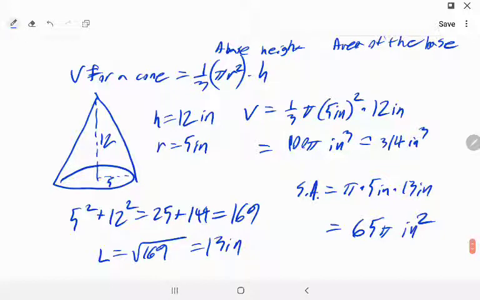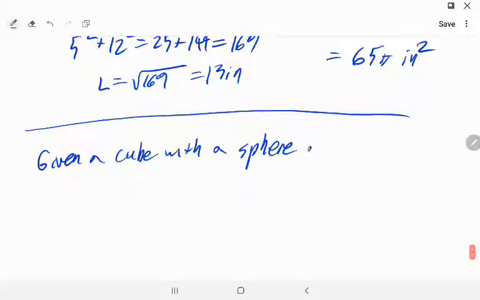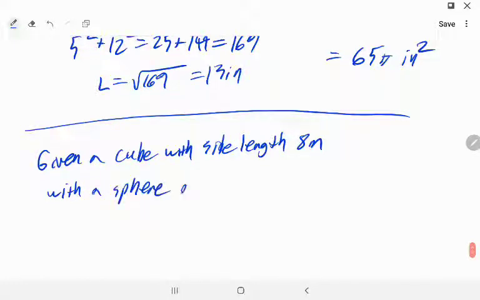So we're not going to get too concerned with composite figures. We'll just notice that if we were given, for instance, a box, let's say a cube with side length 8 meters with a sphere of radius 4 meters removed from it.